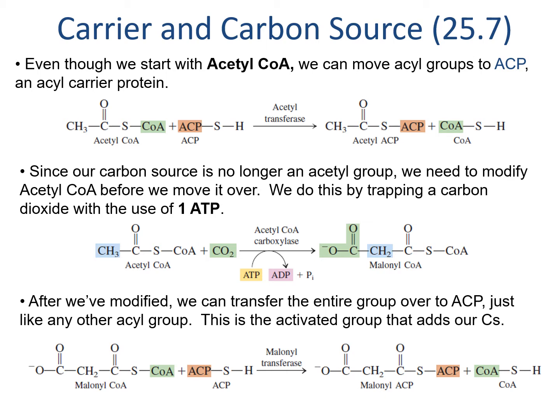We also need to activate the 2 carbon piece we're going to add on, because it's harder to add carbons together than it is to break them apart. We do this with an acetyl-CoA by capturing a carbon dioxide, which costs an ATP. You can see this in the second row. This carbon source also needs to be moved onto an acyl carrier protein so that lipogenesis enzymes can recognize it as well. So the malonyl that's produced on a CoA gets moved onto an acyl carrier protein also.